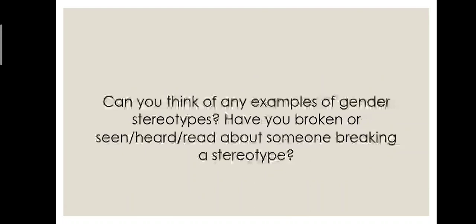Can you give examples of gender stereotypes? Or have you broken or seen or heard or read about someone breaking a stereotype? Can you think of any examples? Some people believe that sports are better suited for boys than girls. Some sports like boxing are thought to be male sports, which is nothing but a stereotype.